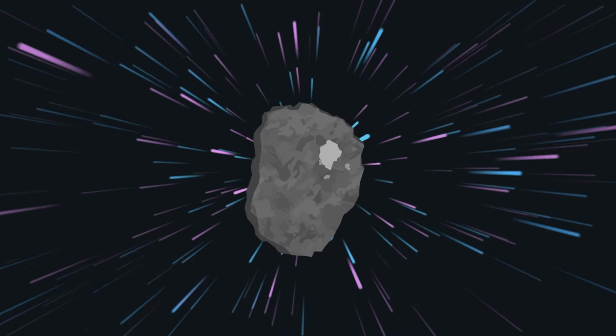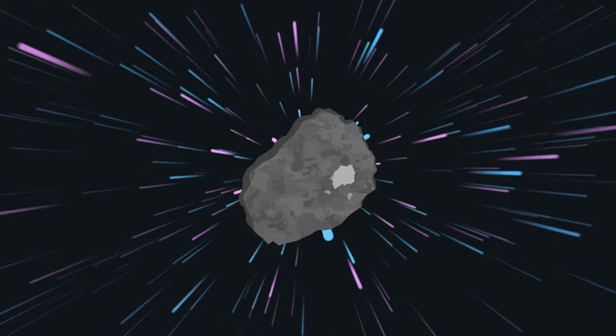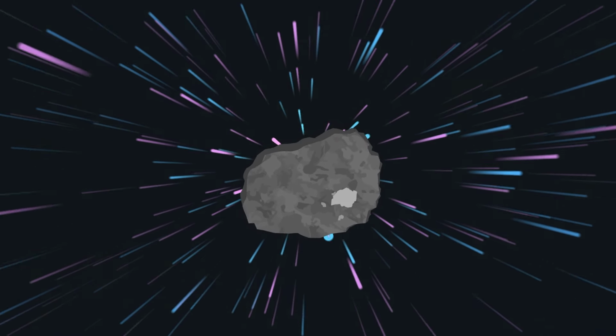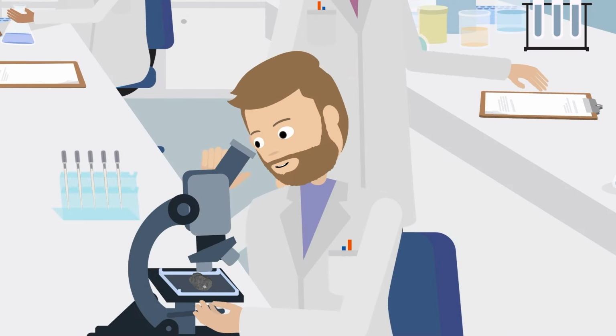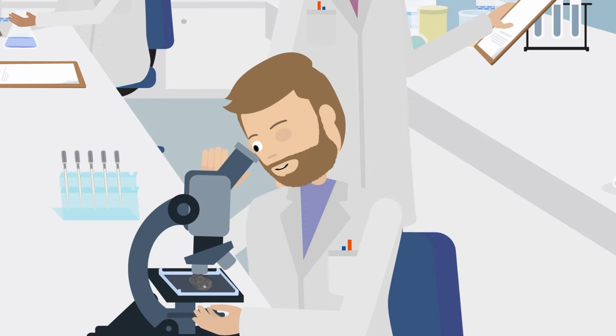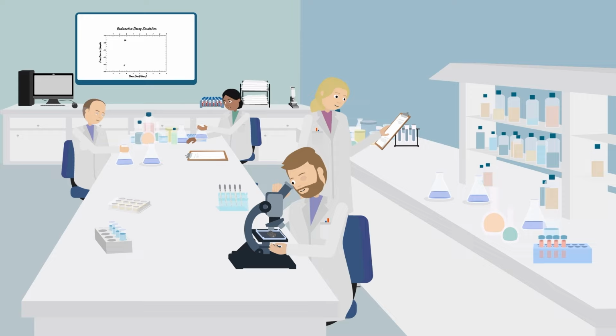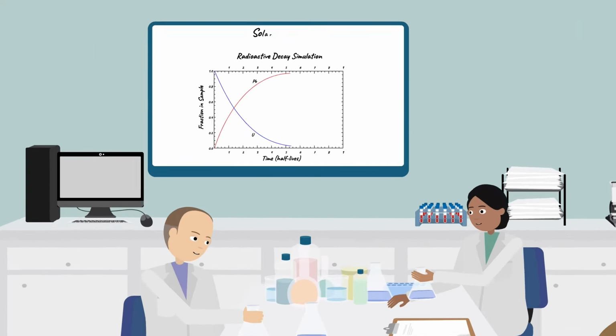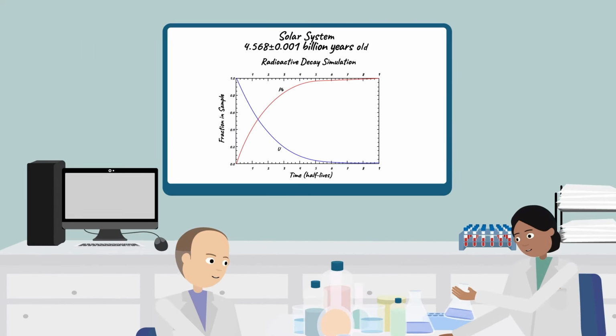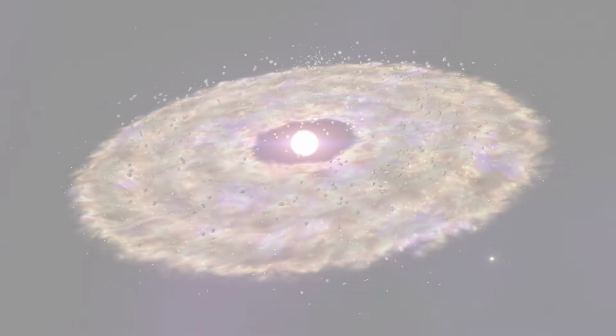And because solid material is required to date rocks and minerals, it was the formation of these first solids, CAIs, that marked the birth of the solar system. CAIs are dated using various radiometric clocks to be 4.568 billion years old, and as such, this is what we use to define the age of the solar system.